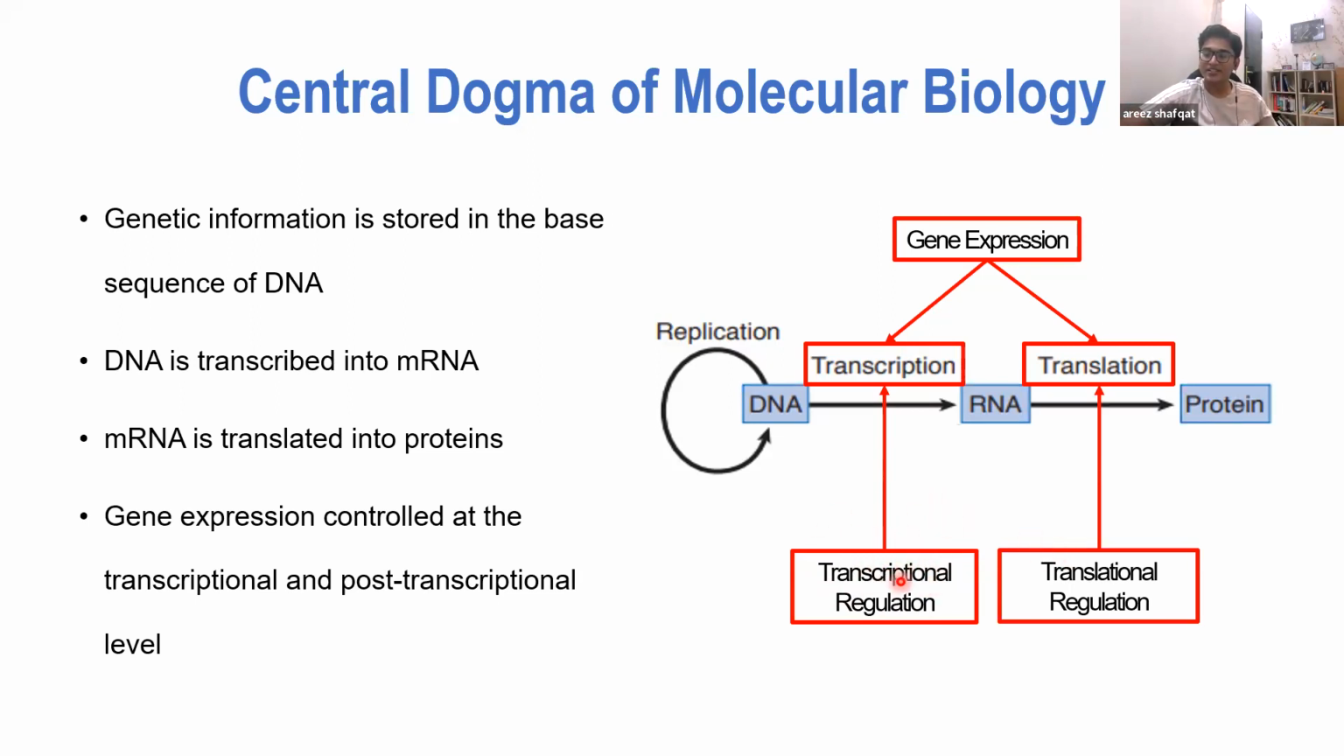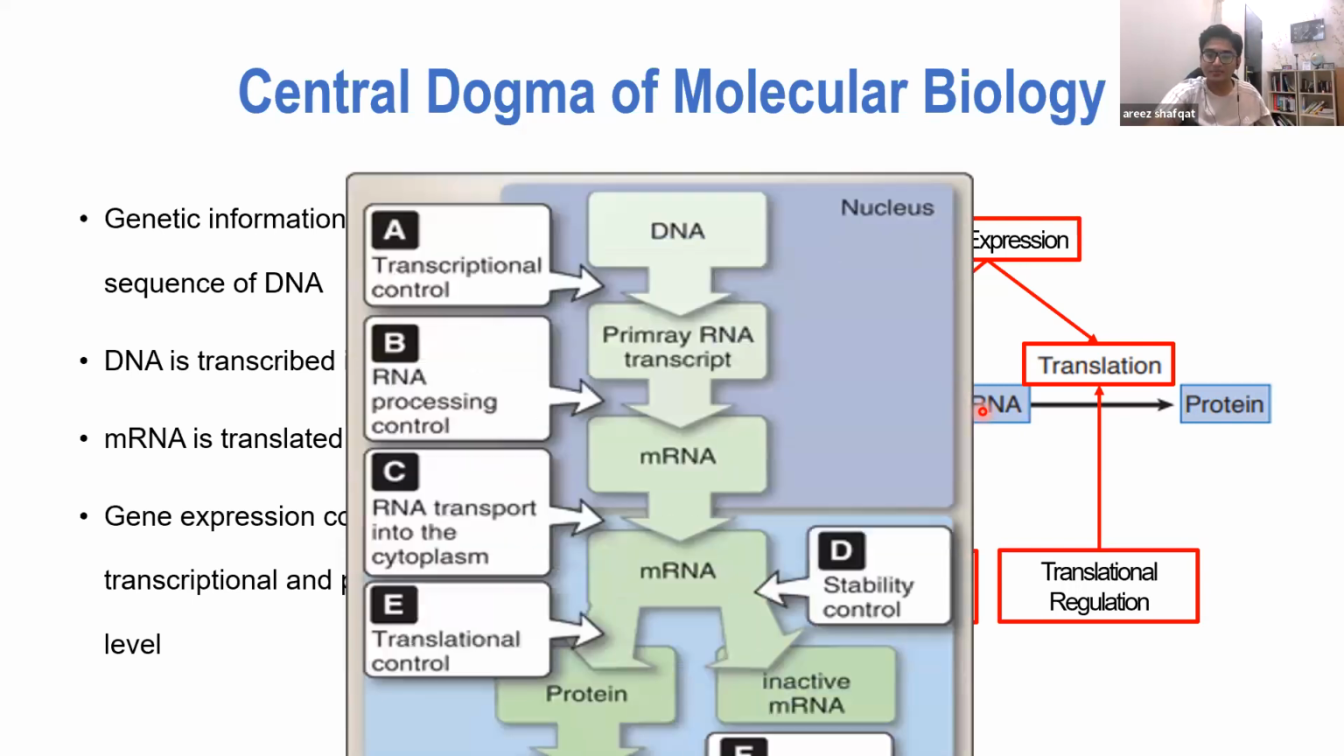Transcriptional regulation determines how much of that DNA gets made into mRNA. So how much mRNA you have is determined by transcriptional regulation. Translational regulation determines whether that mRNA gets successfully translated into proteins. So gene expression is transcription and translation, and these are how you also regulate gene expression, transcriptionally or at the translational level.